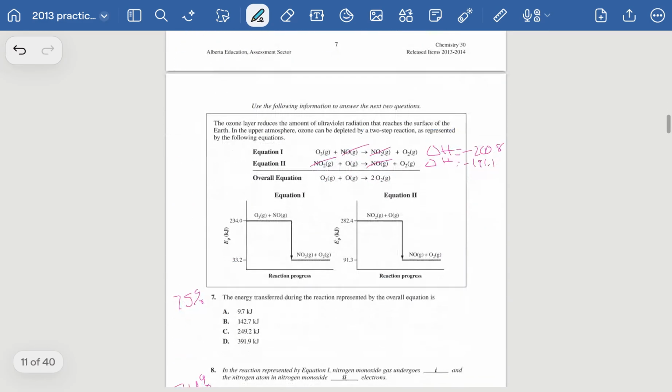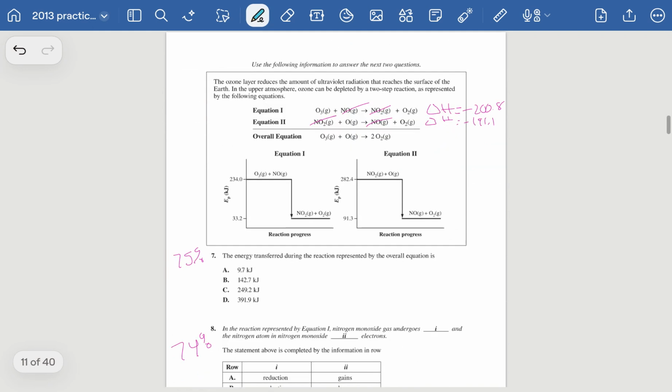Okay, so this next one, we have to get a bit of information from the graphs. So it's asking about the energy transfer during the process. So we want the delta H of the overall reaction. So we're going to see from equation 1 what the delta H will be by just taking the difference here, and you'll see that you have negative 200.8. And then from equation 2, same thing, calculate your delta H is negative 191.1.